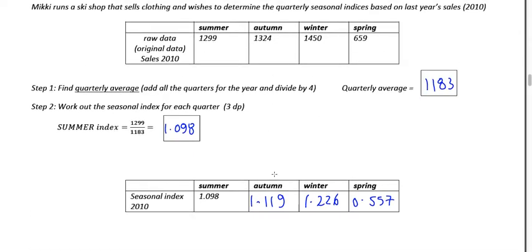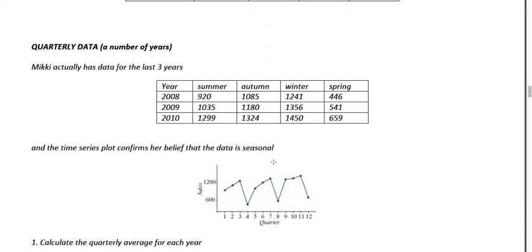So that was just for 1 year, but sometimes we can have data for more than 1 year. And what we're actually going to do is find the seasonal index for each quarter, and we do that by finding first the quarterly average, the average for each year. So the yearly average, and then we would find the seasonal index for each one. Then we would finally average each quarter, each season out, so that we would get a final seasonal index. That sounds really complicated, but what we're going to do is just one step at a time.